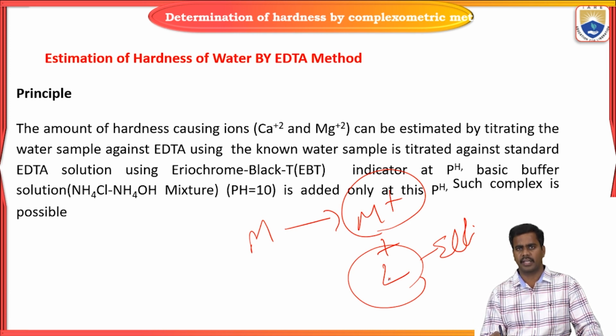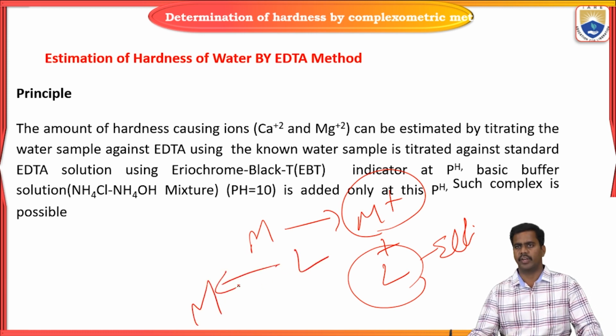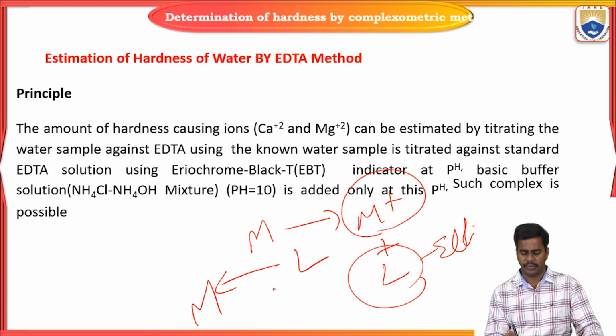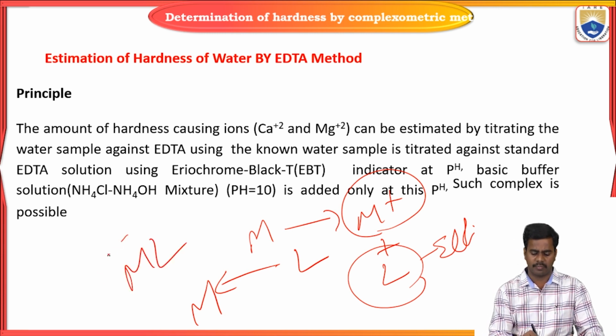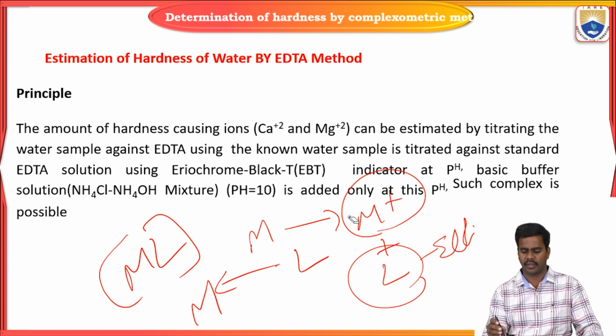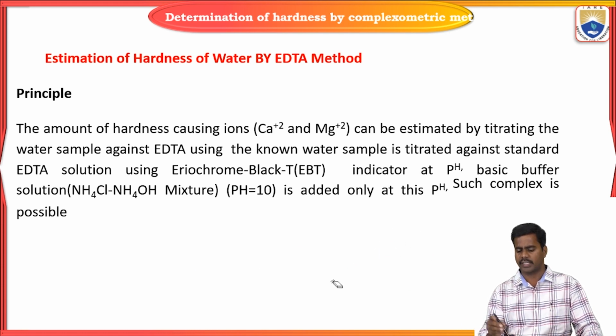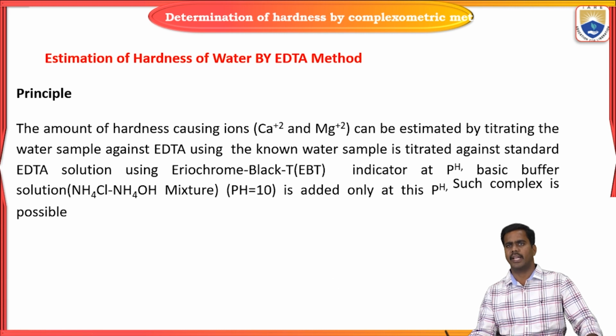That's why ligand can donate electrons to the metal, forms coordinate covalent bond. During the donation of electrons by the ligand to the metal, it forms a metal ligand complex. So that is the complex. Here we are going to estimate hardness of water by using the EDTA method.